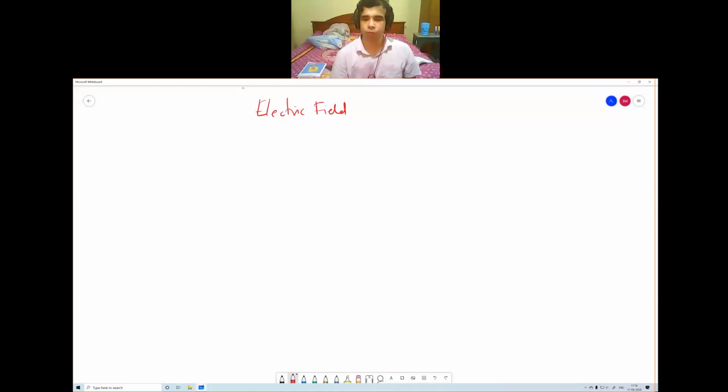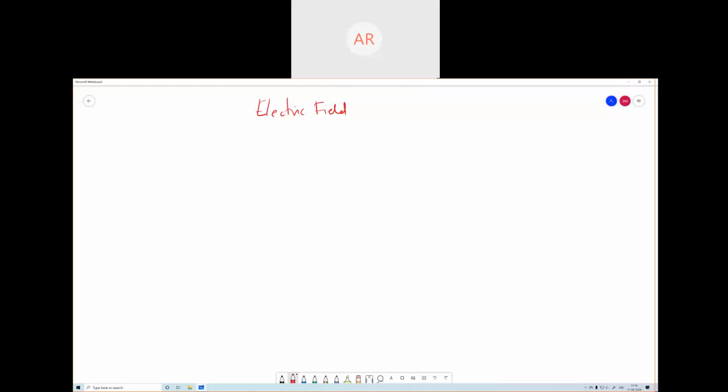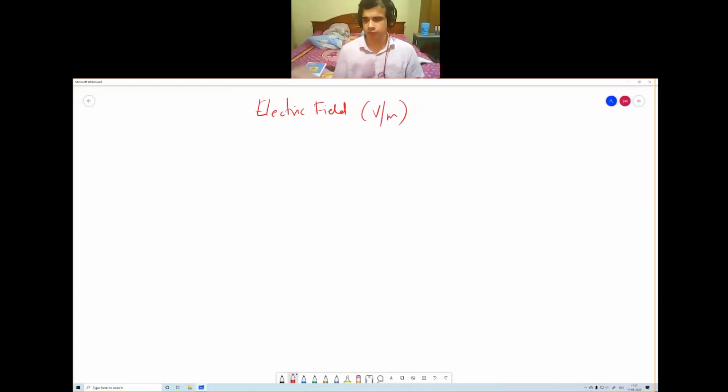Volts per meter. Absolutely right. Some say electric field intensity also. Some is true, but it's shortened very more colloquially.